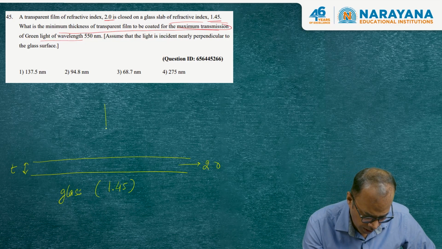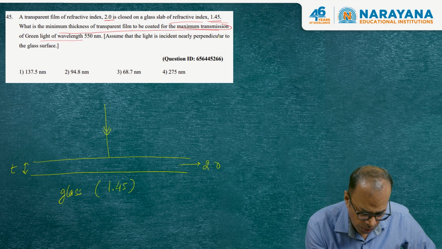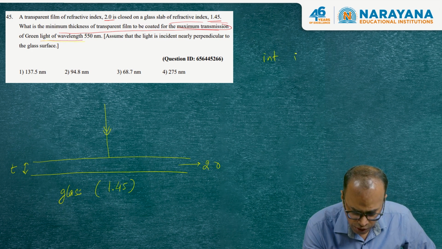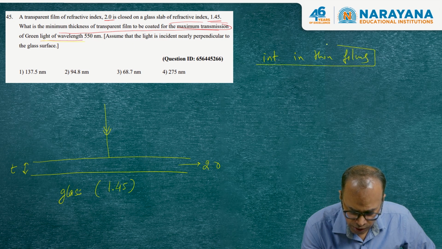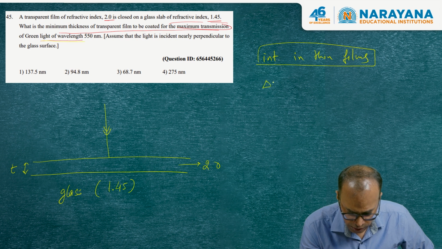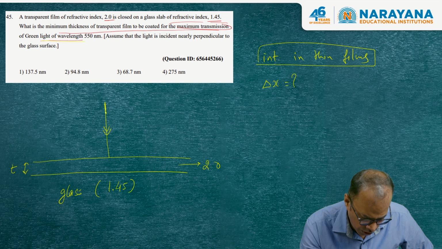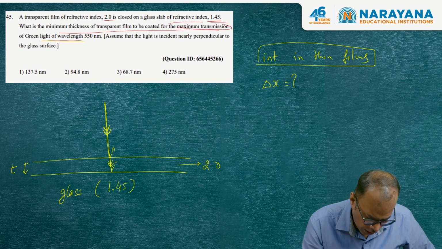Now we have a light coming. It is talking about maximum transmission. So this is basically a question of interference in thin films. If you have not done it, you must revise it now. So the path difference will be introduced. Let's understand what happens. So this ray comes, this double arrow ray. From there, a part will be reflected back. I am not interested in that. And a part will go further. So this is the double arrow ray again. From here again, some will be reflected back and some will go.